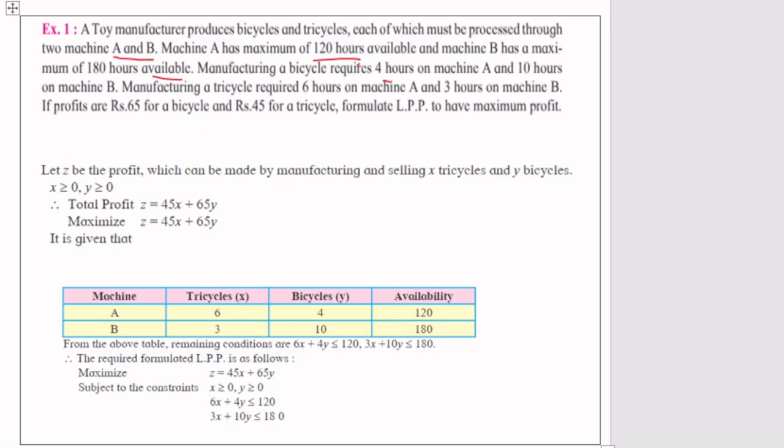This is the condition they have given. With the help of the condition, we have to frame the equation. Again, this is a similar task to what we have done in 10th standard.